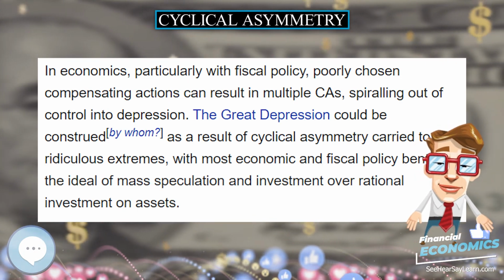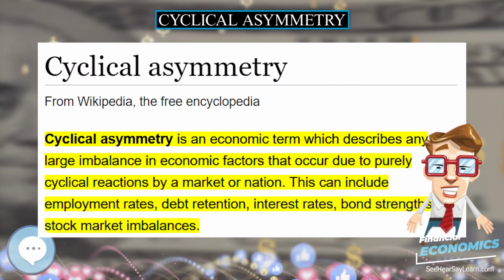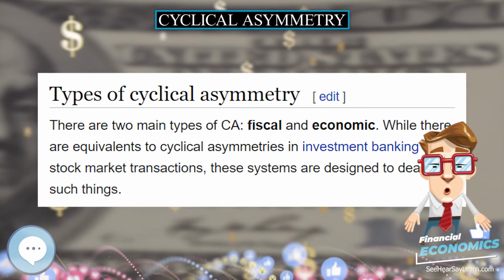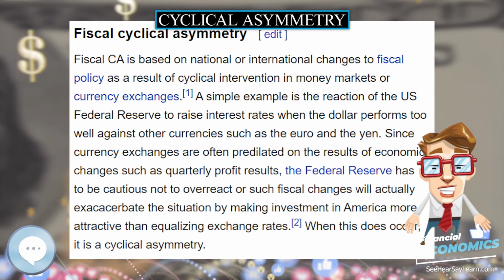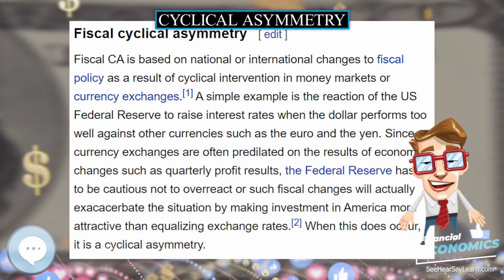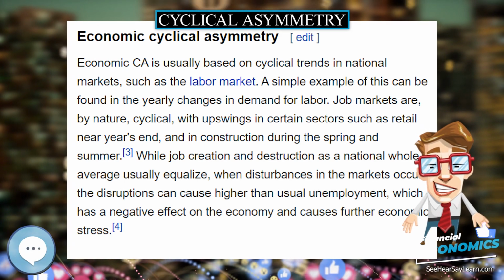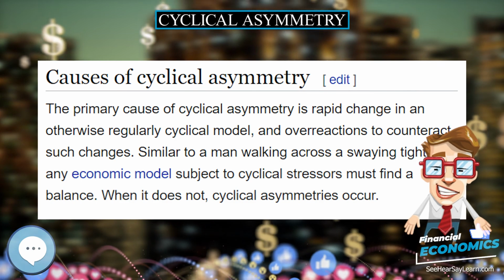In economics, particularly with fiscal policy, poorly chosen compensating actions can result in multiple CAs, spiraling out of control into depression. The Great Depression could be construed as a result of cyclical asymmetry carried to ridiculous extremes, with most economic and fiscal policy bent to the ideal of mass speculation and investment over rational investment on assets.